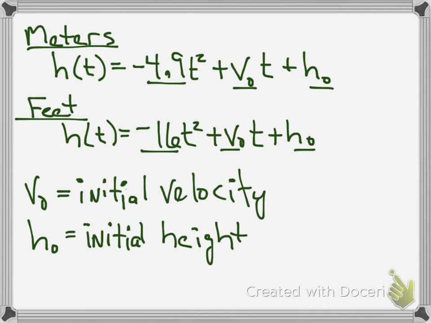Okay, so you need to know the initial velocity, and you need to know the initial height when you send off something. So let's look at an example, and again, notice that if it's in meters, you're using the top one, and if it's in feet, you're using the second one. So you've got to know which formula you're going to use based on the problem you're reading.